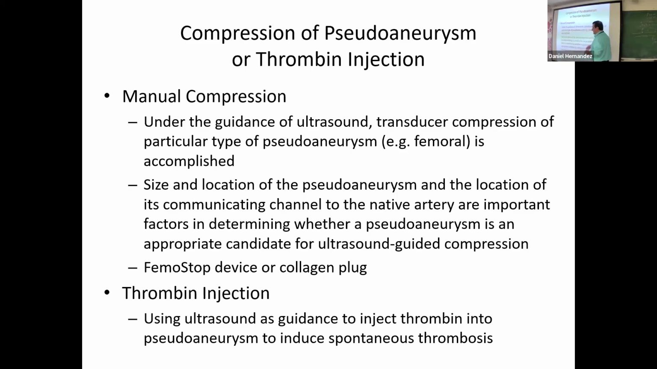There is a closure device that the hospitals could use. This is a Femstop device. It's basically a collagen plug that they use to try and plug the vessel. Or they can perform this thrombin injection. Again, that's done under ultrasound guidance where they inject the thrombin medication directly into the pseudoaneurysm.